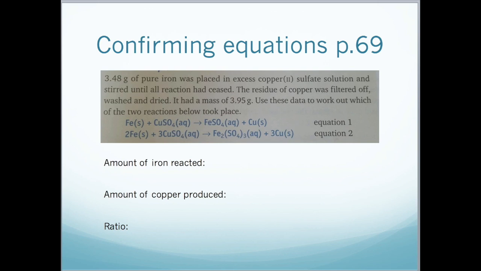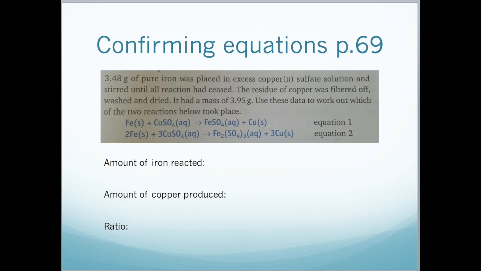It says we have 3.48 grams of pure iron, which was placed in excess copper 2 sulfate solution and stirred until all reaction had ceased. The residue of copper was filtered off, washed and dried. It had a mass of 3.95 grams. Use these data to work out which of the 2 reactions below took place. And we're given 2 equations, equation 1 and equation 2.